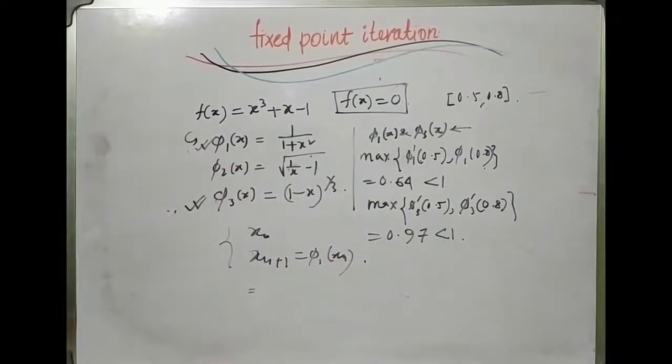So that is all about the error analysis of fixed point iteration, and I hope you understand that among all the phi x's, which one you will take so that the procedure will converge faster.